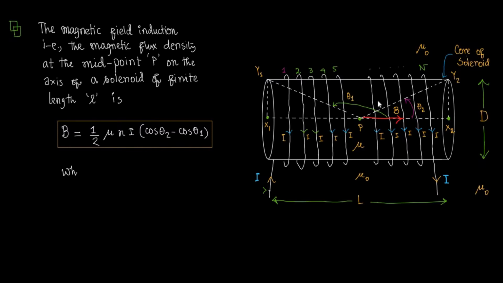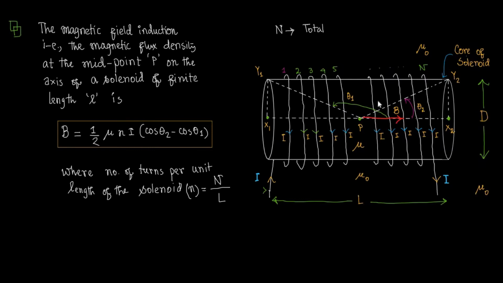The number of turns per unit length of the solenoid, small n, equals N by L. Capital N is the total number of turns of the solenoid.